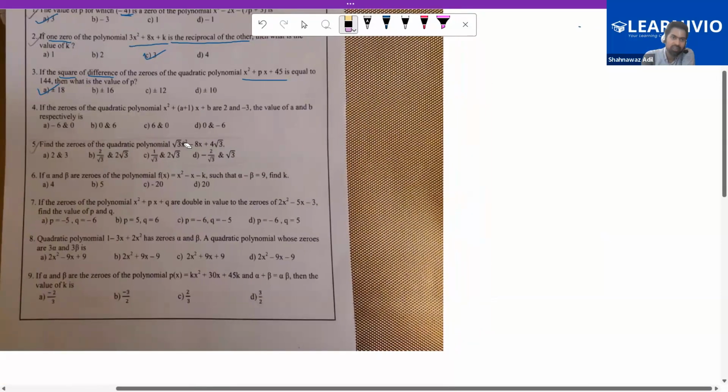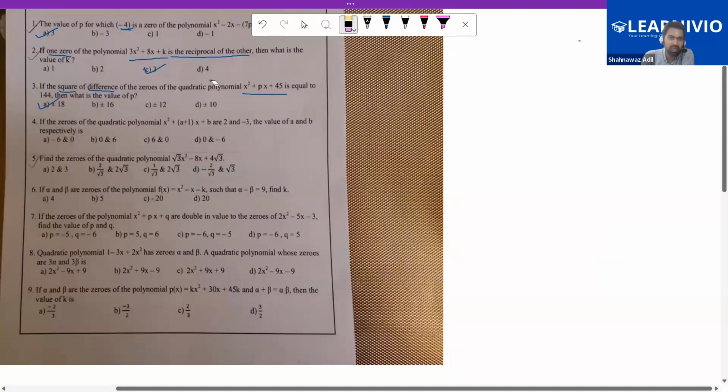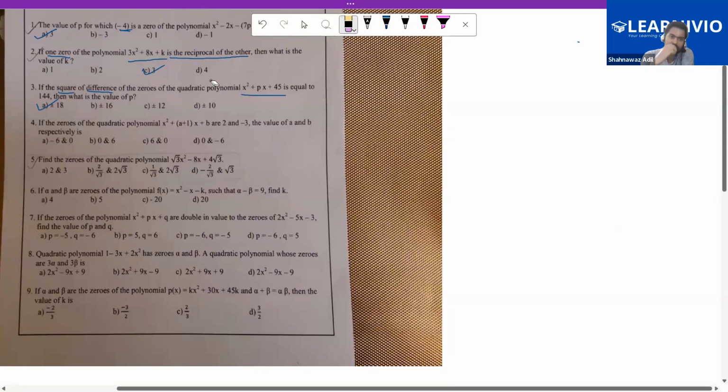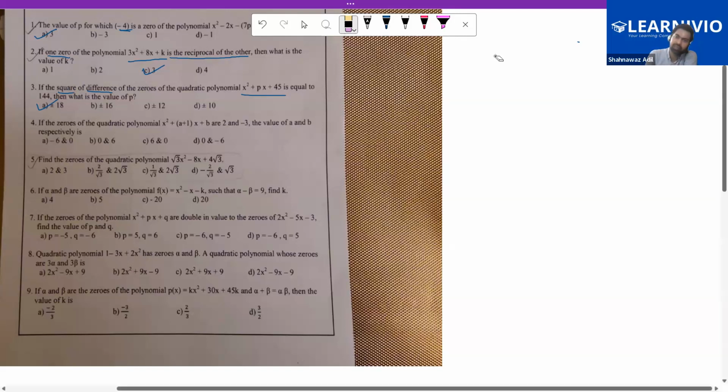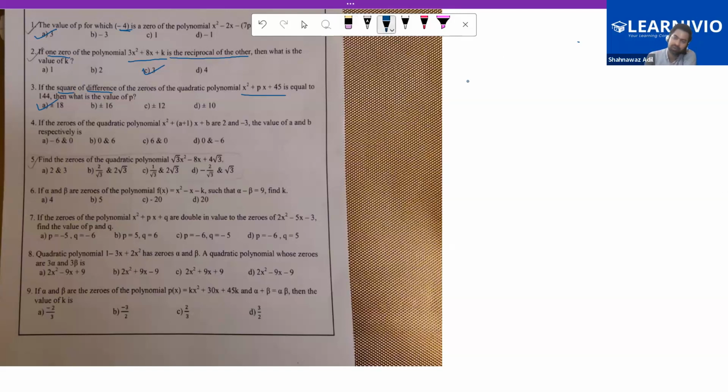Okay, so if the zeros of the quadratic polynomial are 2 and 3, right? So you already know the zeros. If you know the zeros already, then you can find out. So in this chapter, the most important thing that we have learned is the sum of the zeros and the product of the zeros. These are the two things that we have learned, right? And in this question, they have given that alpha is 2, beta is minus 3. Correct?